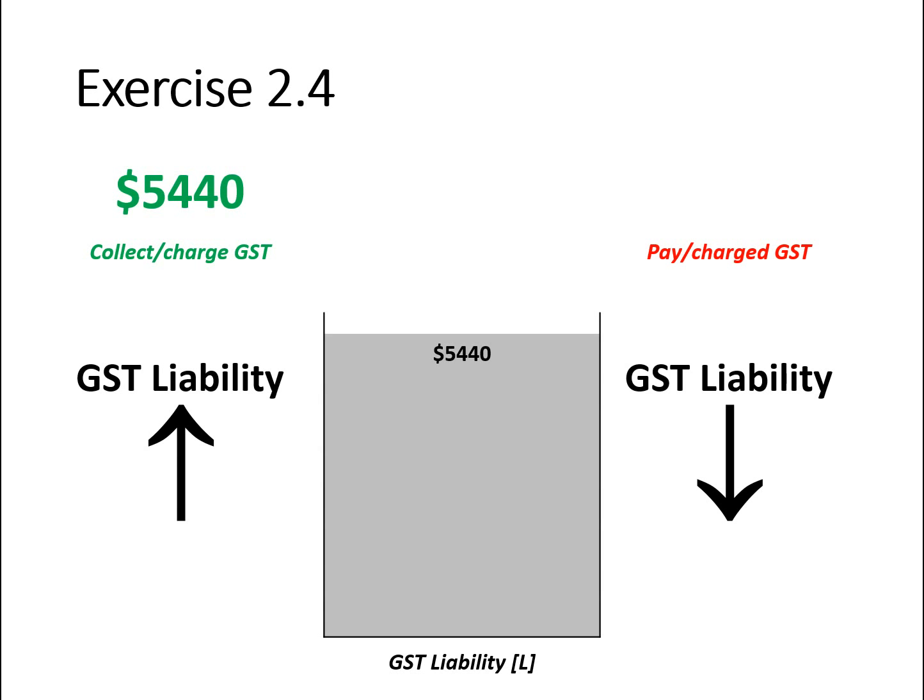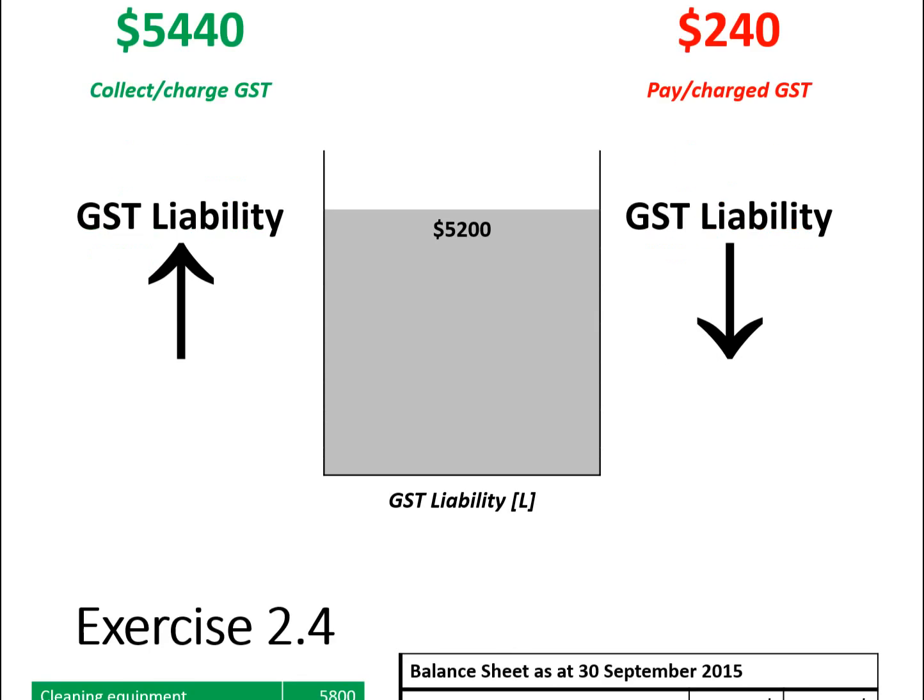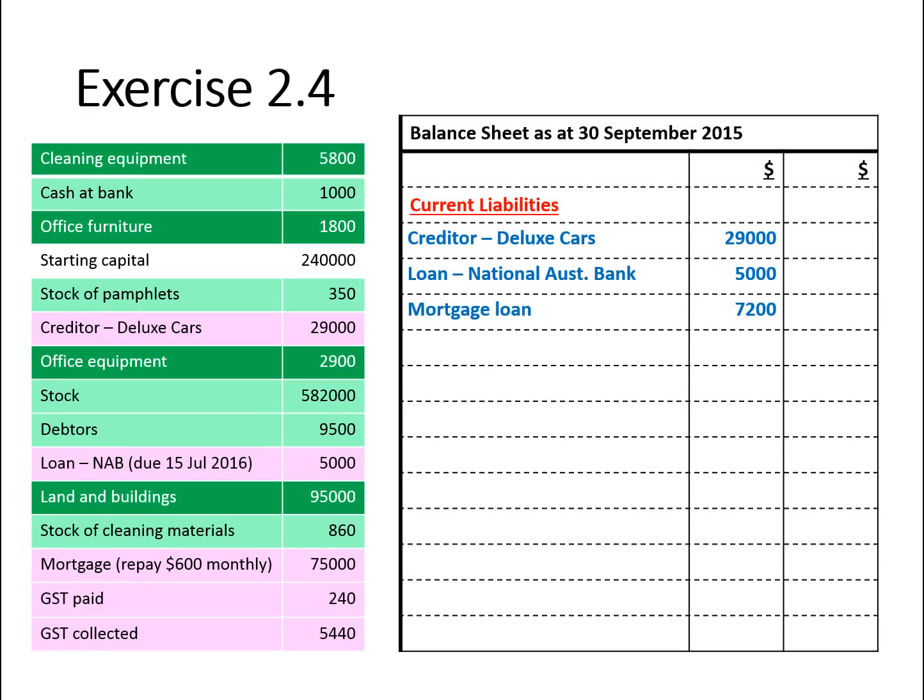It doesn't belong to the business. I'm holding it. It's an obligation that I have to pay to the government. So that's going to be my liability, but I get to take out the $240 that I've already paid. So the $5,440 is reduced by $240. The net result being I've got a liability of $5,200. So going back to our balance sheet, I'm going to put in GST as a current liability for $5,200. Total up the current liabilities and we'll move on to non-current.